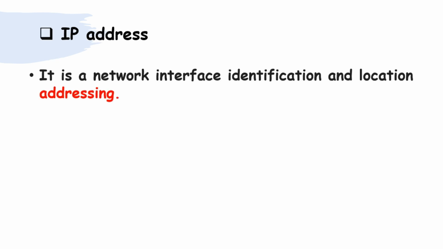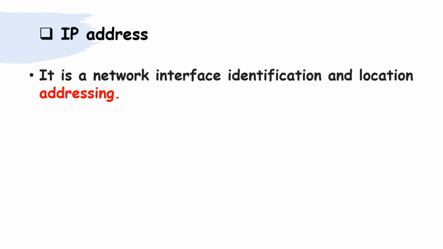IP address. It is a network interface identification and location addressing. Now please forget this IP part and take the address. You have an address for your home? Yes, it shows the location of your house. An IP address is also like that. When you are using any device, if it is connected to the internet, that device has an IP address. When you are using a website, that website has an IP address. So, Facebook also has an IP address. YouTube also has an IP address.